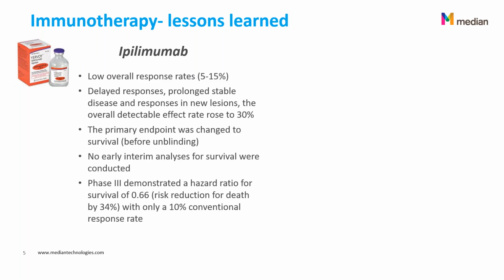Following the promising phase 2 study, a positive phase 3 trial was also reported in patients with metastatic melanoma, which demonstrated a hazard ratio for survival of 0.66, with a reduction of deaths by 34%. Ipilimumab was subsequently approved by the FDA in March 2011.